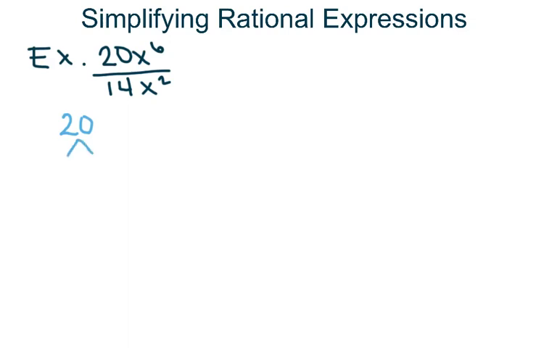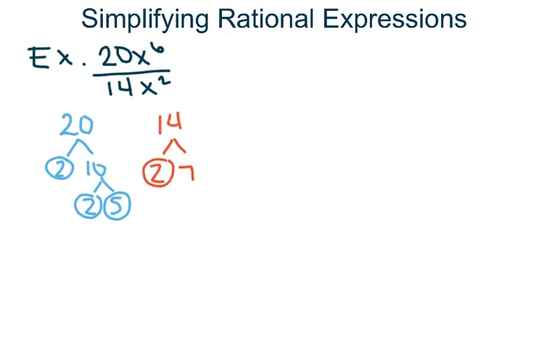I'm going to do the little factor trees for 20. So 2 and 10. 10 is 2 and 5. I'm going to do the factor tree for 14. The easy one, just 2 and 7. And so what I'm going to do is I'm going to rewrite that top as 2 times 2 times 5. That's just like that first example we did. And then remember, x to the 6th power is the same thing as writing 6 x's.